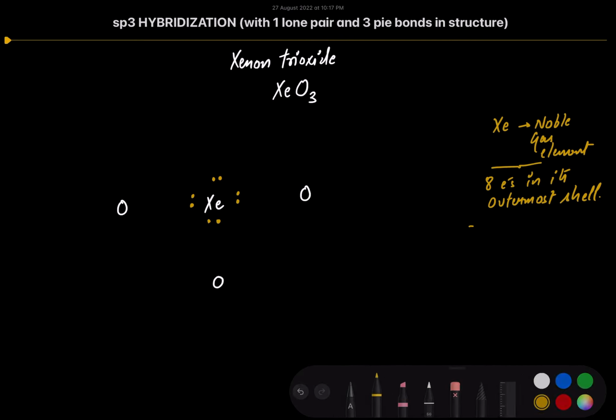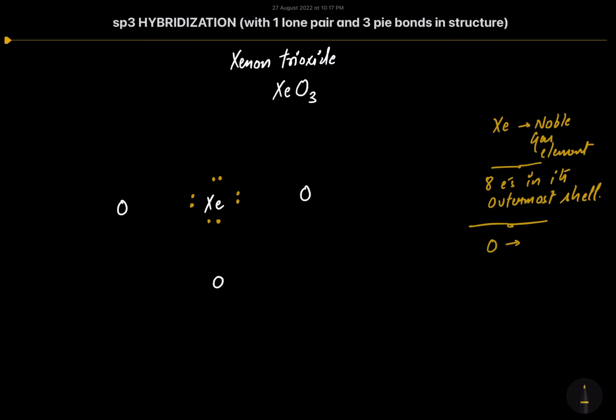Now let's talk about the oxygen. What's the atomic number of oxygen? It's 8, so its configuration will be 2, 6. That means oxygen has 6 electrons in its outermost shell. So now let's mark the 6 electrons around all the oxygen atoms. I'm taking the first oxygen: first electron, second, third, fourth, fifth, and sixth. Now the second oxygen: first electron, second, third, fourth, fifth, and sixth. Now the third oxygen: first electron, second, third, fourth, fifth, and sixth.